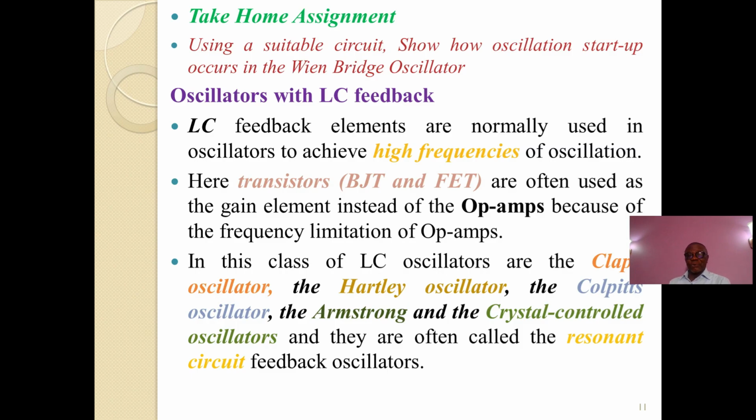So in this class of LC oscillators, we have the Colpitts oscillator, the Hartley oscillator, the Armstrong, and the crystal control oscillators. And often they are called resonance circuit feedback oscillators. So in this lecture, we will quickly look at the Colpitts oscillator as well as one of the crystal control oscillators.